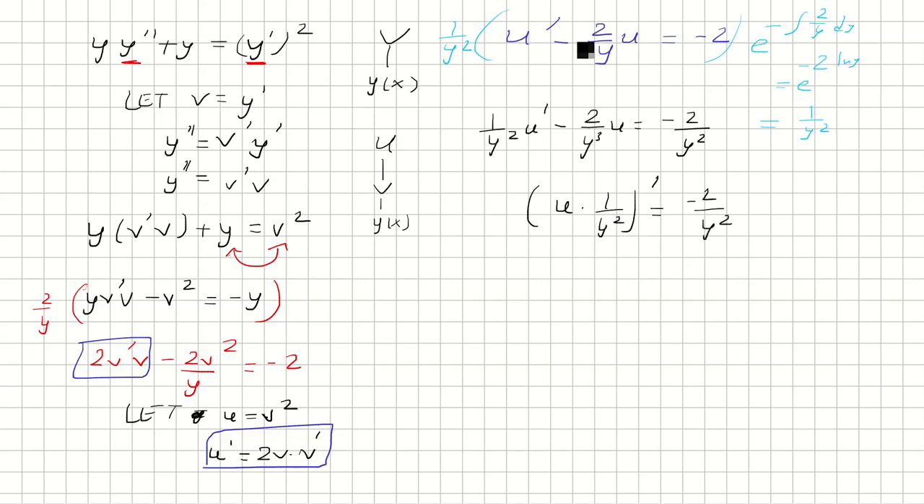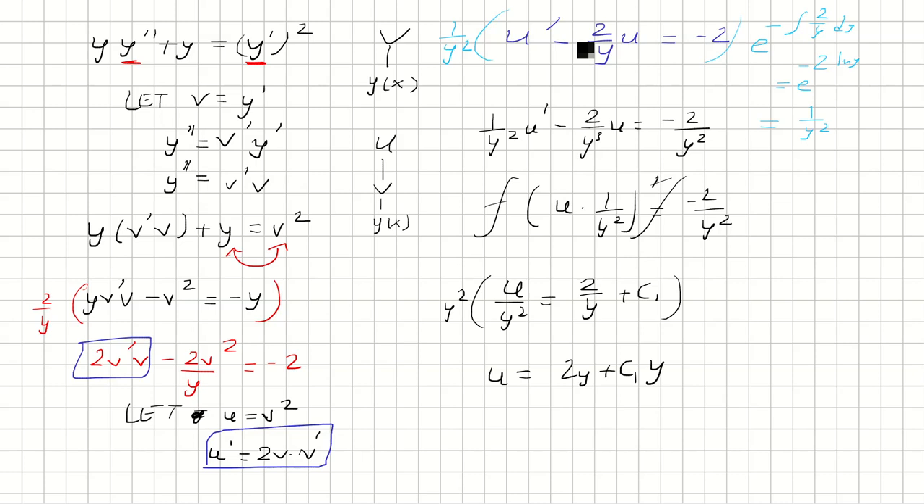So then you integrate both sides. That cancels. We have u over y squared equals, and then take the antiderivative, negative 2 over y squared is 2 over y, plus constant c1. And now we can solve for u by multiplying both sides by y squared. We have u is equal to 2y plus c1 times y squared.